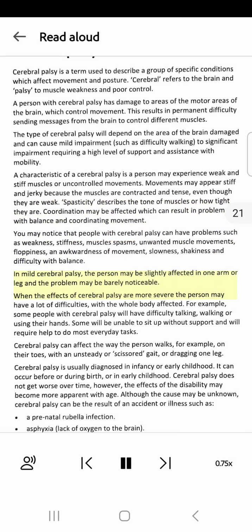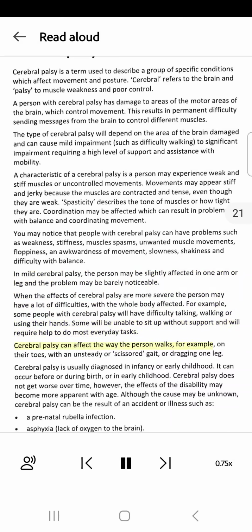In mild cerebral palsy, the person may be slightly affected in one arm or leg and the problem may be barely noticeable. When the effects of cerebral palsy are more severe, the person may have a lot of difficulties with the whole body affected. For example, some people with cerebral palsy will have difficulty talking, walking, or using their hands. Some will be unable to sit up without support and will require help to do most everyday tasks.